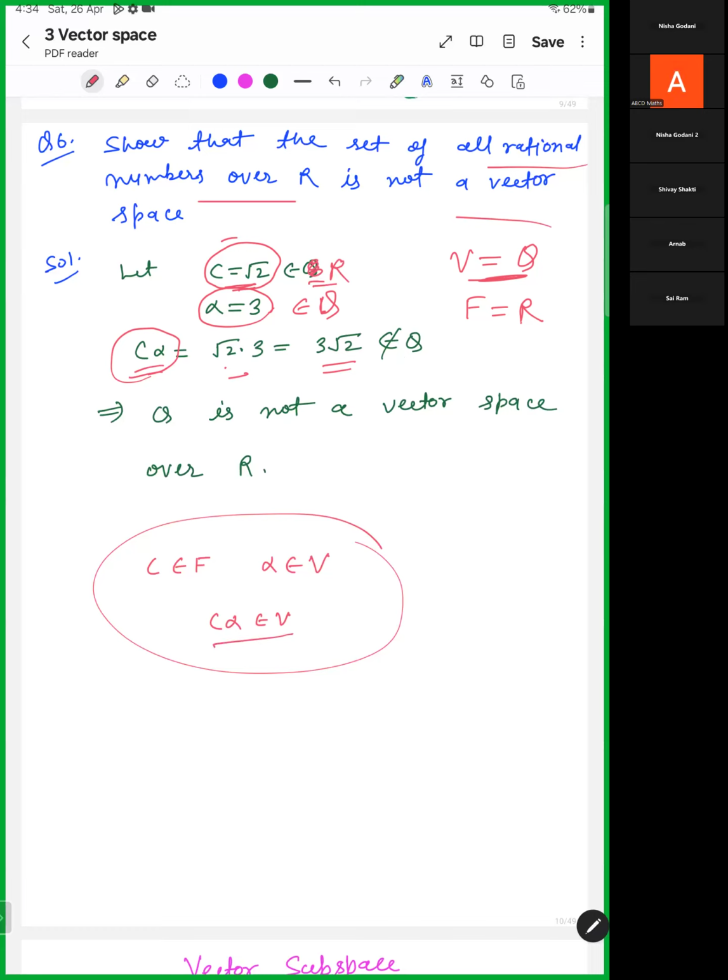According to the axiom, C alpha must belong to V. But here C alpha is not belonging to V. Why? V is Q, and C alpha is an irrational number, not a rational number, so it is not belonging to Q. So Q is not a vector space over R, because we are multiplying with scalars which are irrational, and irrational into rational gives you irrational. So it is not a vector space.